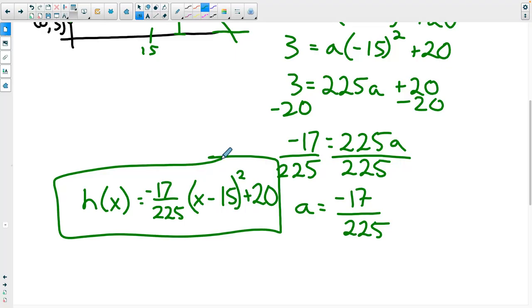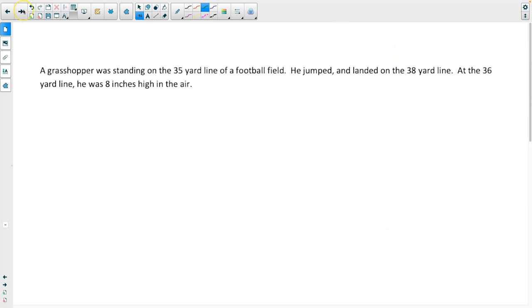All right, this next one I'm helping you less. So this next one, we have a grasshopper. You know, we like all the animals here. We had our mouse that was trying to jump over the fence. We had our little squirrel that was in the weight room squatting away, trying to increase that jump. Now we got a grasshopper. And so this grasshopper was standing on the 35-yard line of a football field. And he jumped and he landed on the 38-yard line. At the 36-yard line, he was 8 inches high in the air.